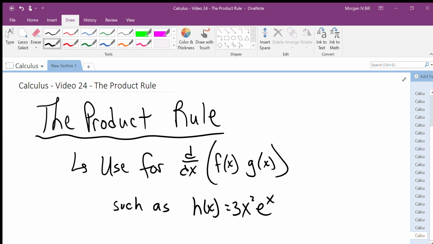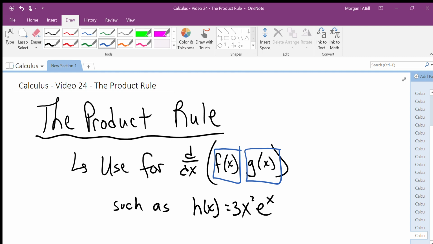So the product rule, we're going to use that anytime we want to take the derivative of 2 functions multiplied together. Hence why it's called the product rule. Product means multiplying. If you see 2 functions like f of x and g of x here, f of x is being multiplied by g of x, f of x times g of x, 2 functions multiplied together. I want the derivative of that whole thing. We have what's called the product rule.